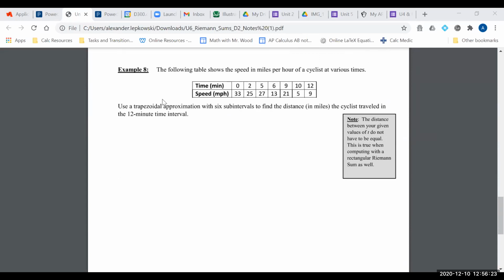We're gonna look at example 8, also in the handout we looked at. We have a table that shows the speed in miles per hour of a cyclist at various times. We're going to use a trapezoidal approximation with 6 subintervals to find the distance in miles the cyclist traveled in the 12-minute time interval.